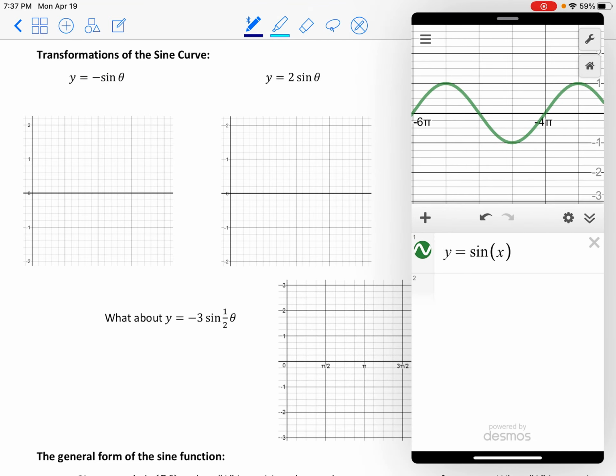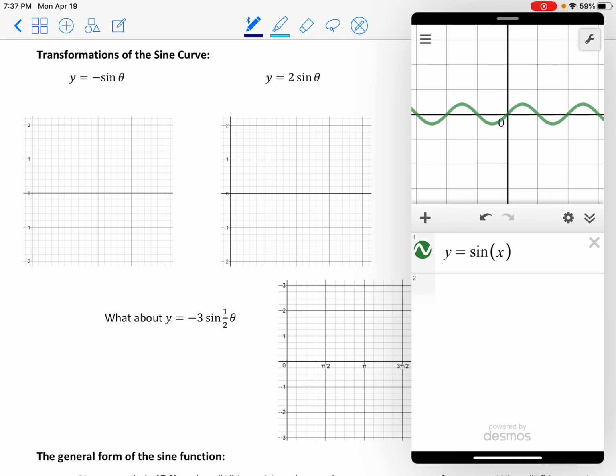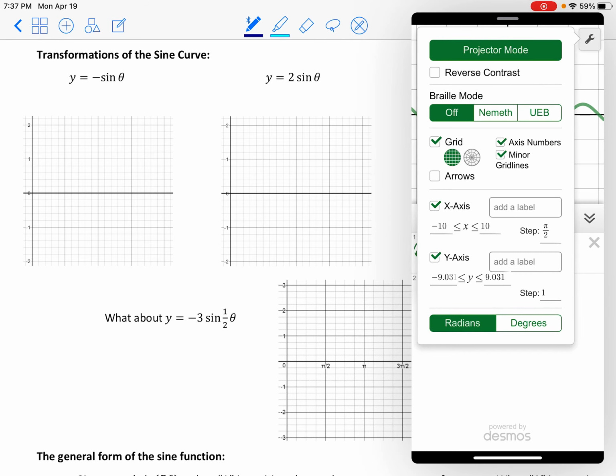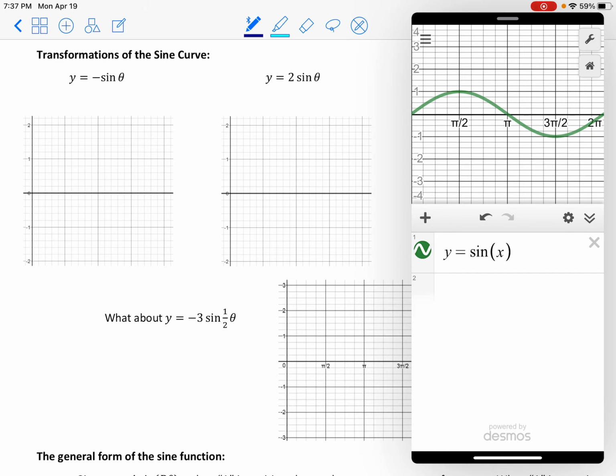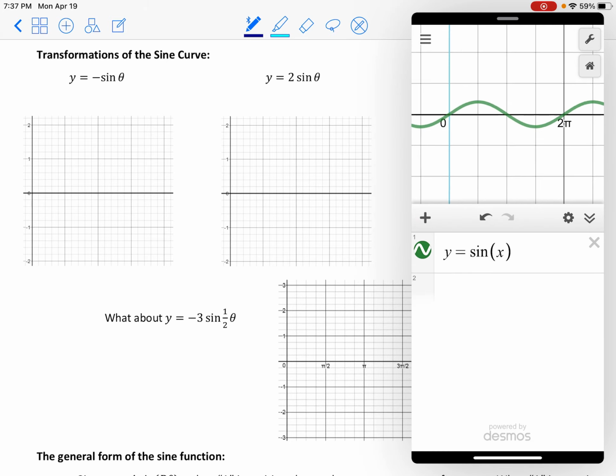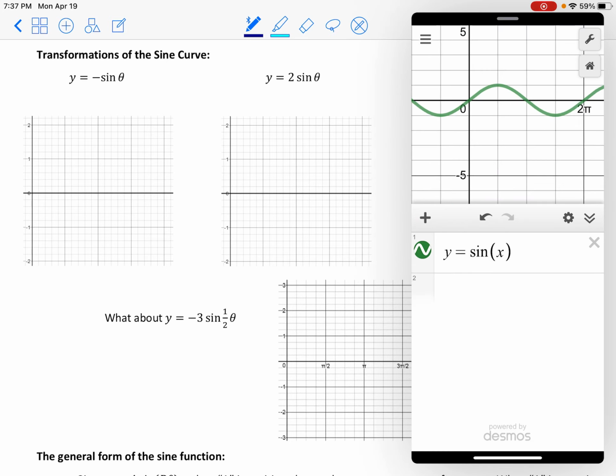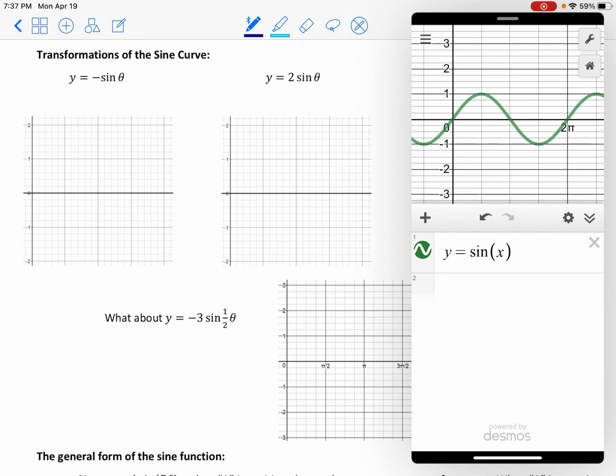Let me go in here. Go back to... Oh, I messed this up. Let me go back from 0 to 2 pi. And I'm going to go here from -4 to 4, just to zoom out a little bit. Okay, so here's back to my graph, okay? Stretch that out a little bit. Alright, so there's my 0 to 2 pi.